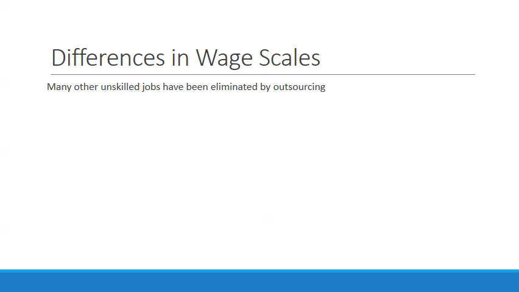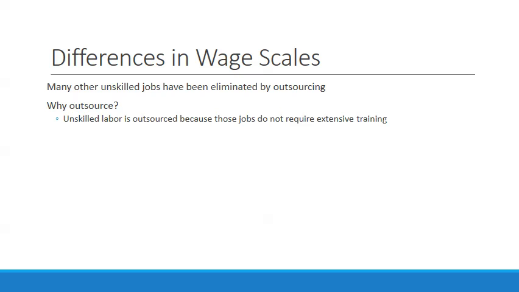Okay, so the next thing we'll talk about is outsourcing. Let's go into a little more specifics about that. So many unskilled jobs have been eliminated by outsourcing. So why would you outsource as a firm? Well, unskilled labor is outsourced because those jobs do not require extensive training. If you think about firms that are moving their production offshore into Mexico or into China, what we know for a fact is those workers do not have very high levels of education. Some of them have none at all.